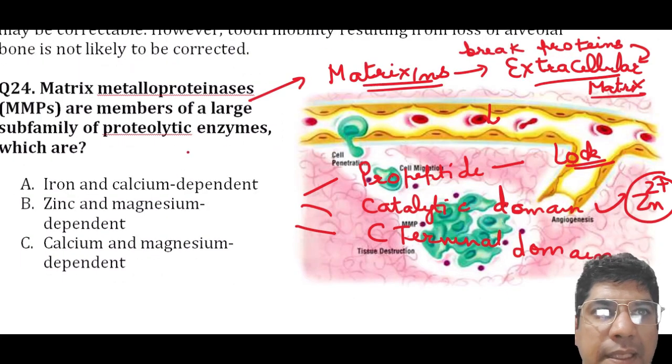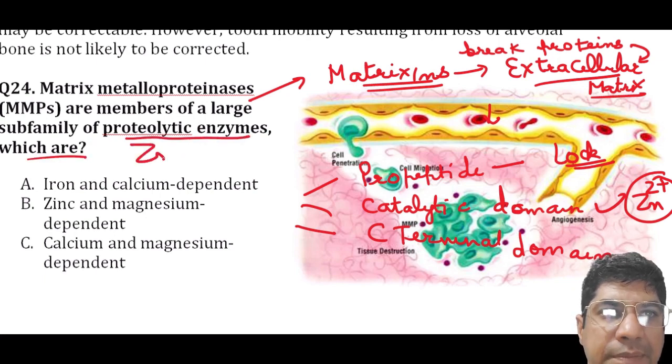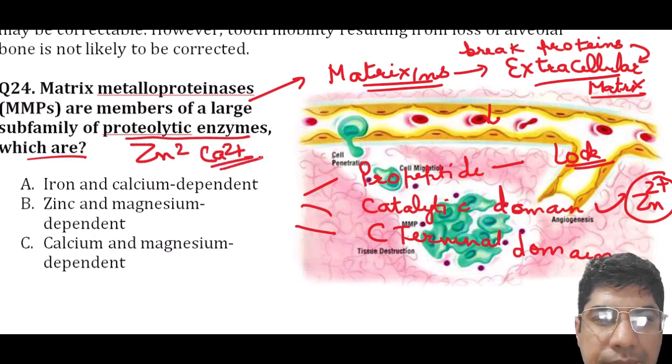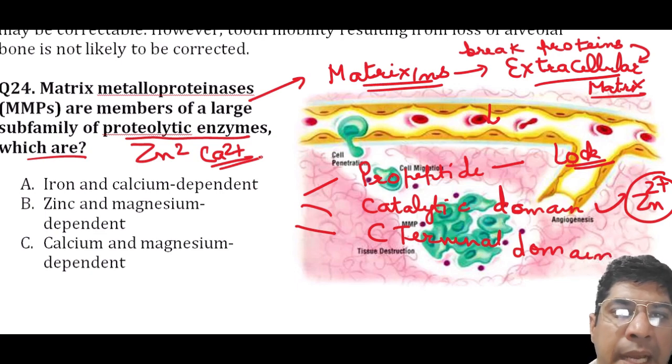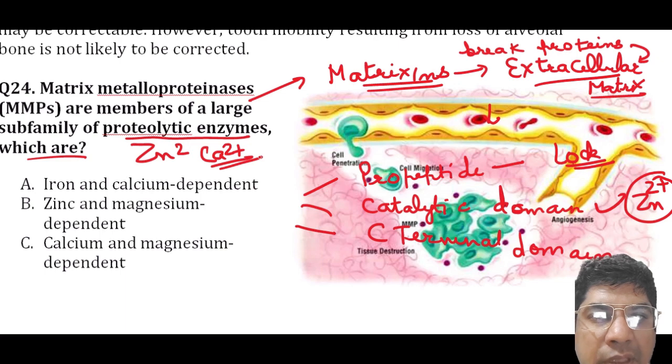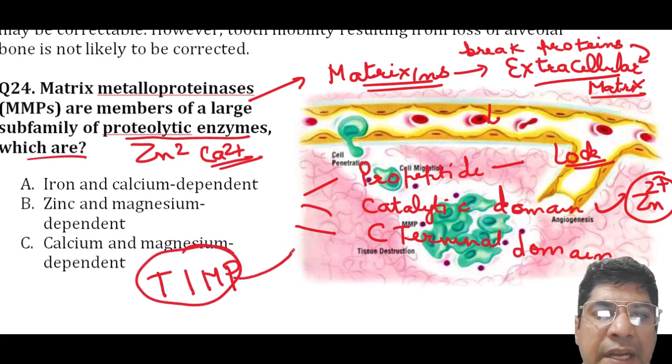So MMPs are members of a large family of proteolytic enzymes, which are zinc and calcium dependent. MMPs are initially in an inactive form, like a locked enzyme. They become active when the propeptide is removed. Zinc is a metal that is essential for MMPs to work. It is found in the active site of the catalytic domain, where the enzyme does its job. In order to prevent MMPs from being too active, the body has tissue inhibitors of matrix metalloproteinases, which can bind to MMPs and control their activity.